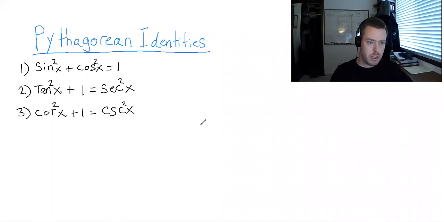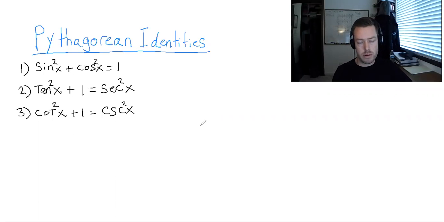Yo, so this is going to be a derivation of the trigonometric Pythagorean identities. As you can see, I have up here three Pythagorean identities. They are sine squared plus cosine squared equals 1, tangent squared plus 1 is equal to secant squared, and cotangent squared of x plus 1 is equal to cosecant squared of x. So these are your main ones.